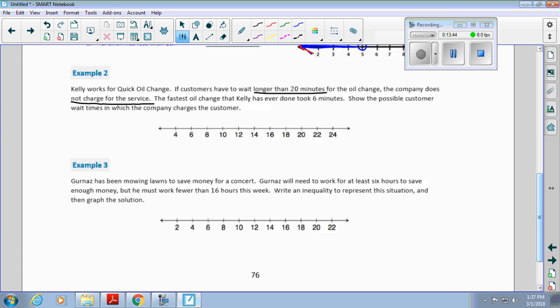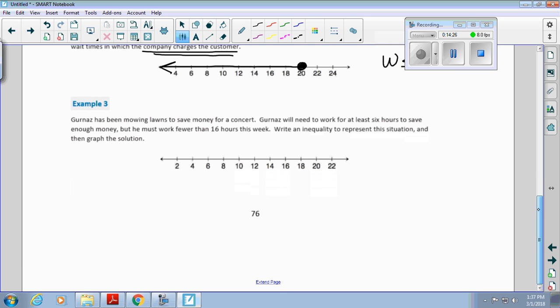It says the fastest oil change that Kelly has ever done took 6 minutes. Show the possible customer wait times in which the company charges the customer. So it's really important that you read these questions multiple times and pay attention to what they're asking you to graph. They're asking in this case to indicate where you would be charged. So you're definitely getting charged if you wait 20 minutes and if you do anything less than 20 minutes. So that's how you would write that on a number line, and you would say your wait has to be less than or equal to 20 minutes for the times in which you are going to be charged.